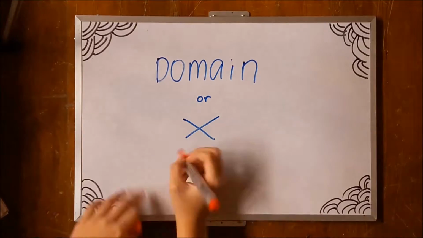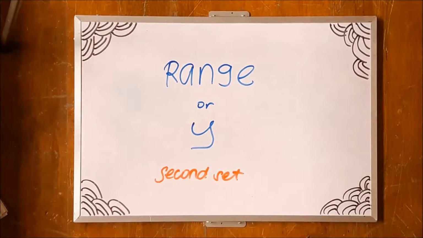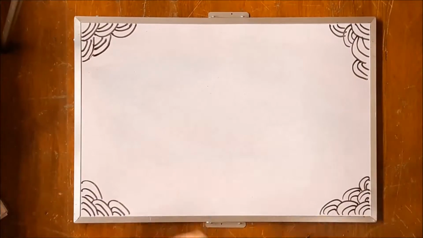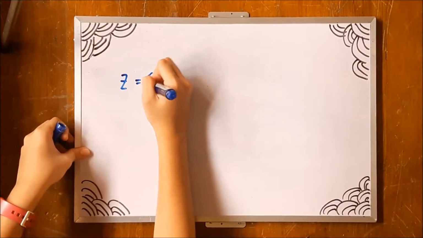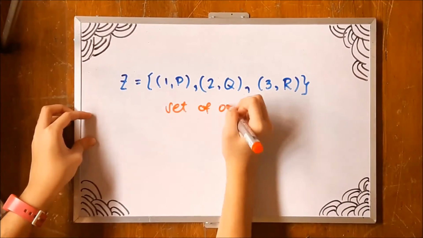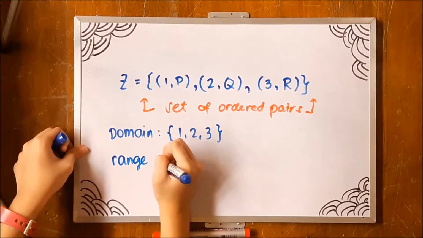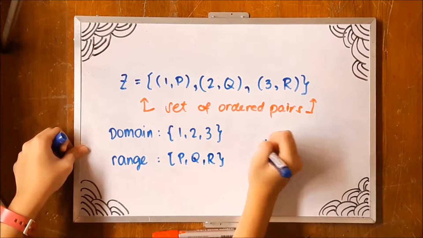The domain or X is the first set, and the range or Y is the second set. For example, Z is the set of three ordered pairs (1, P), (2, Q), and (3, R). The domain is 1, 2, and 3, and the range is P, Q, and R.